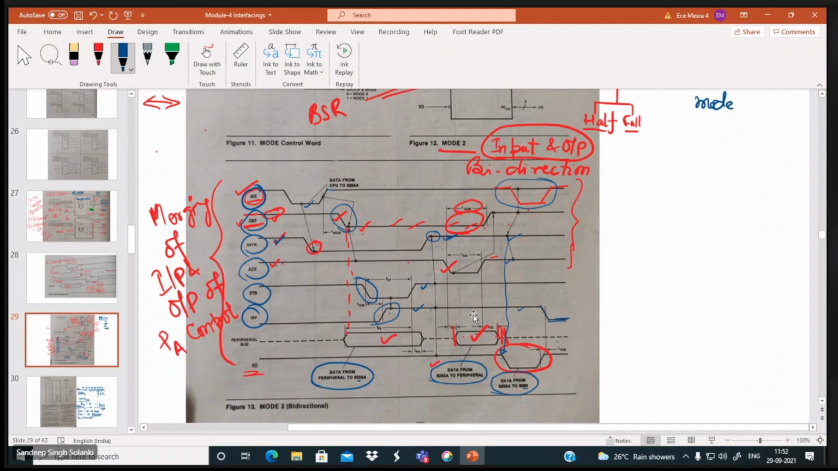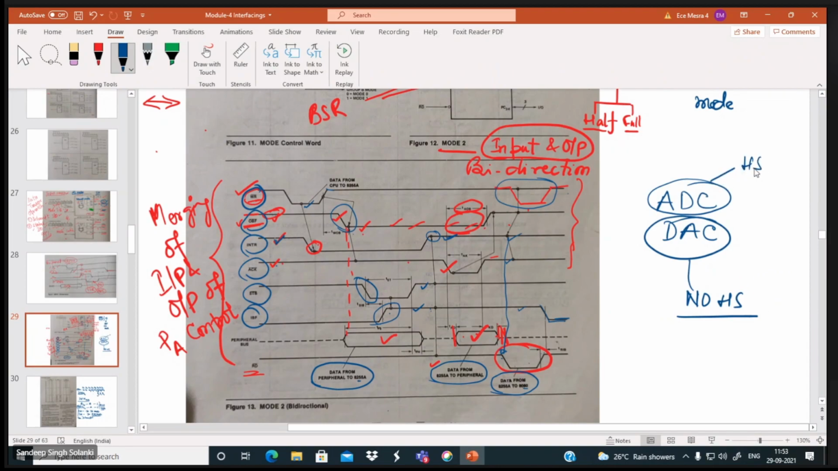My plan is that in the next class, I will start with peripherals. For your information, right now I'm not going to take a printer or any other such device as the peripheral, but I'm going to take ADC and DAC. DAC doesn't require any control or handshakes, no handshake needed for DAC, but for ADC, handshakes are needed.